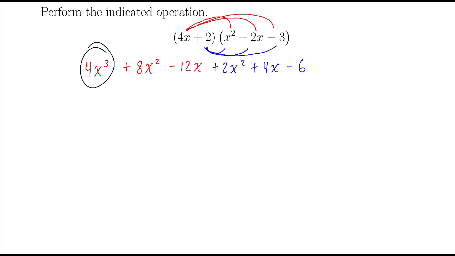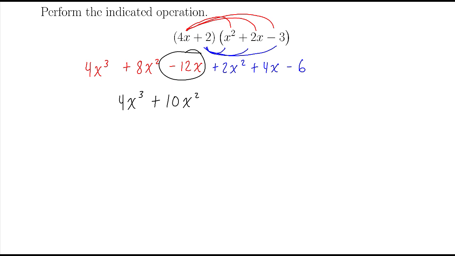Starting here, I'm looking for any other terms that have an x to the third power. It's the only one, so I'm going to bring it down. 8x squared, there's also 2x squared, right? So there's 2x squareds. 8x squared plus 2x squared is going to be 10x squared. Notice I'm not combining their exponents, by the way. I want to point that out. You only add the exponents when you're multiplying. When you're adding or subtracting like terms, the numbers in the front, the coefficients, are what change. The exponents do not change.